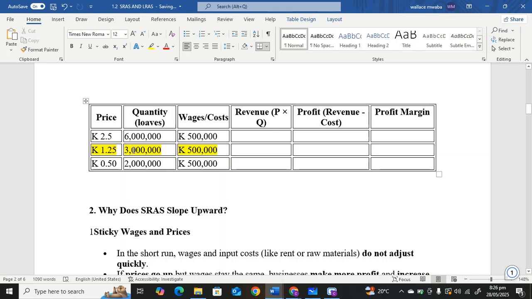I want to see how this will benefit the company, because when the wages stay fixed and they increase their output, their profits are going to grow. Profits are going to grow. So in this table here, we're starting at this point here. When the price is 1.25 kwacha, 1.25 times 3 million, what do we get? Let's get our calculators.